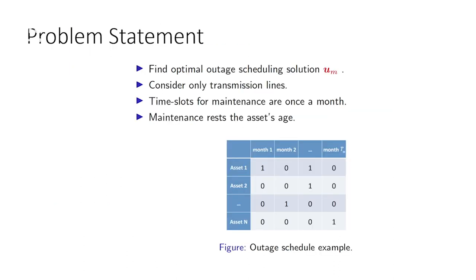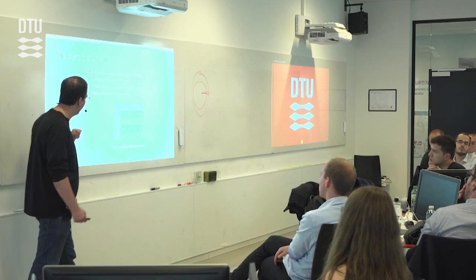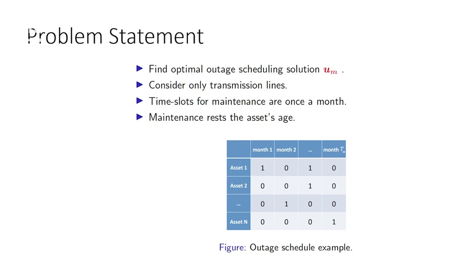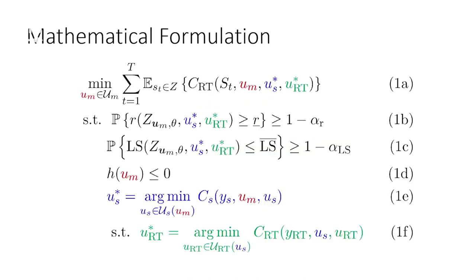So what do you need to do? You need to find an optimal outage scheduling solution, which looks something like this. Asset one can be put online in month one, another asset in month two, and so forth. In this case, we only consider transmission lines. This is work with a TSO. The slots are once a month, and the maintenance depends on the asset's age.